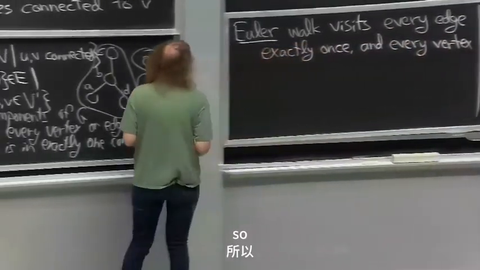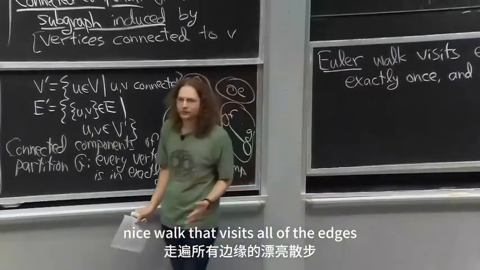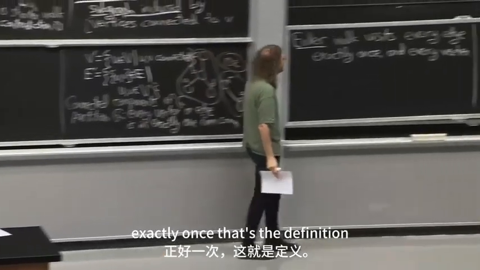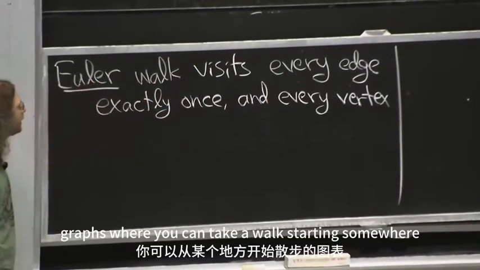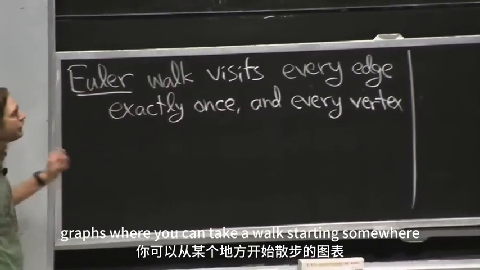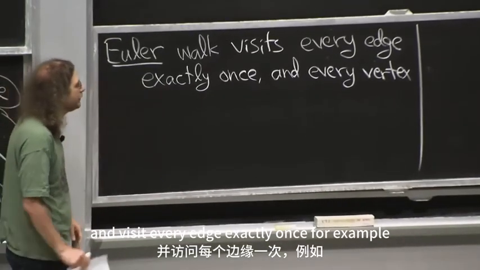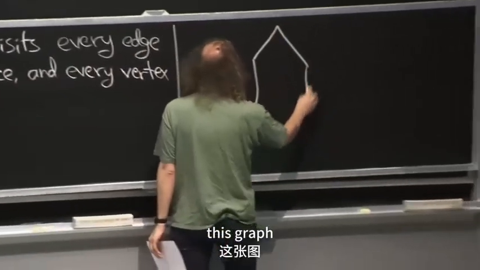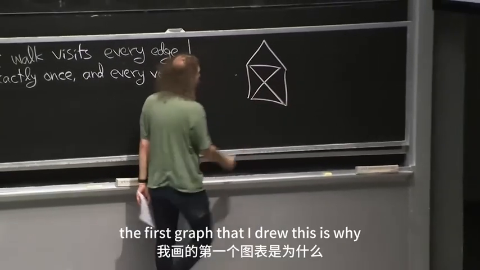So an Euler walk is a particular kind of nice walk that visits all of the edges exactly once. That's the definition. Let's think about graphs where you can take a walk, starting somewhere, ending somewhere, and visit every edge exactly once. For example, this graph, the first graph that I drew, has such a walk.